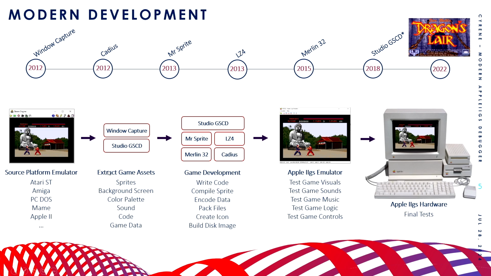So as soon as we are ready with everything that we need to create the game, the development itself starts and works on a modern PC. So basically, Merlin 32 is used to create the code.